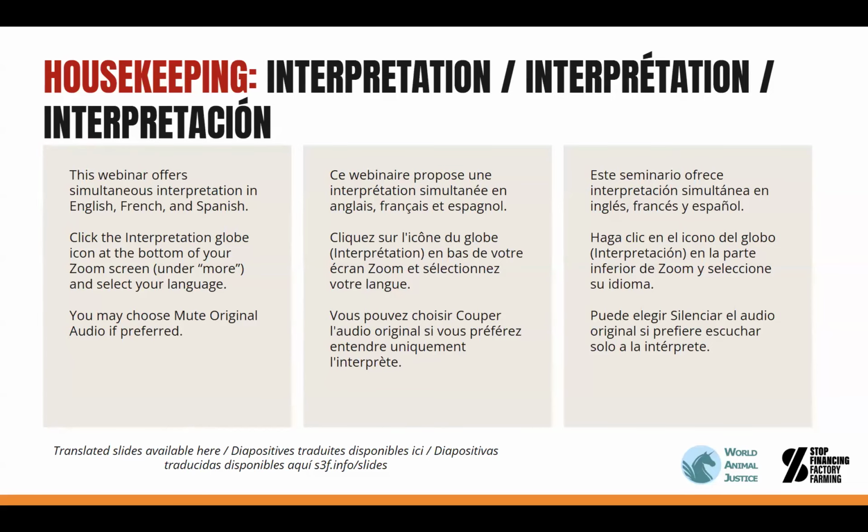If you want to choose English, go to the Zoom menu at the bottom of your screen. Click on the three dots where it says More, and then you'll see a little menu pop up. Click on the globe icon where it says Interpretation, and then select English. If you're on a cell phone or a tablet, you'll have to select Done after you choose English. You'll hit Done to save your preferences. We'll explain these steps also in Spanish and in French.